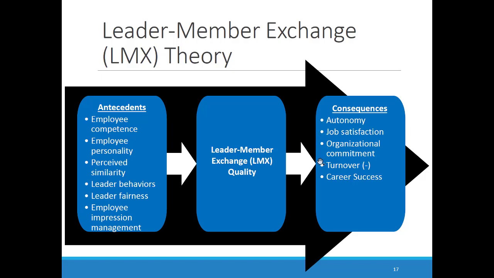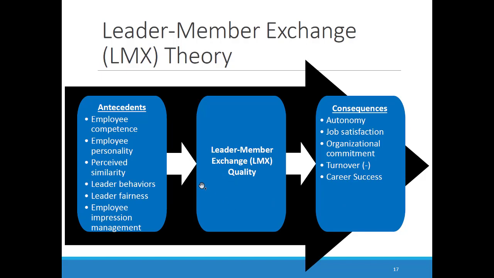So these are the ultimate outcomes that we're looking at, that we're looking to predict, and these are things like how much control somebody has on the job, their job satisfaction levels, their organizational commitment, so how committed they are to the organization. And we're going to talk about job satisfaction and organizational commitment more in the coming weeks. Turnover and career success. So all of these things are positive outcomes, possibly, of leader-member exchange.